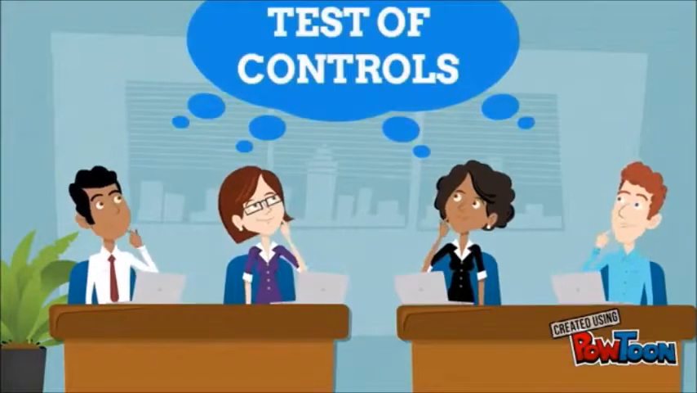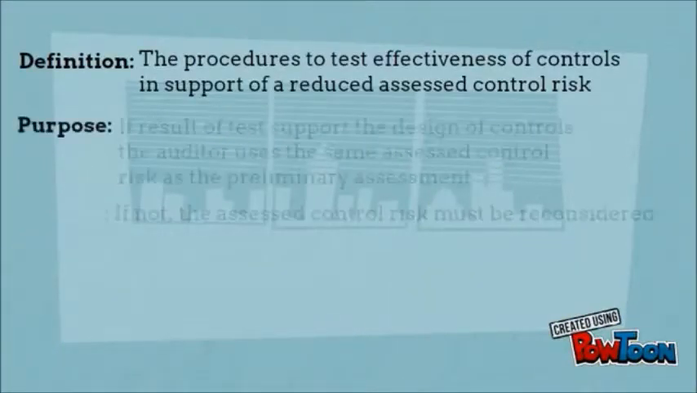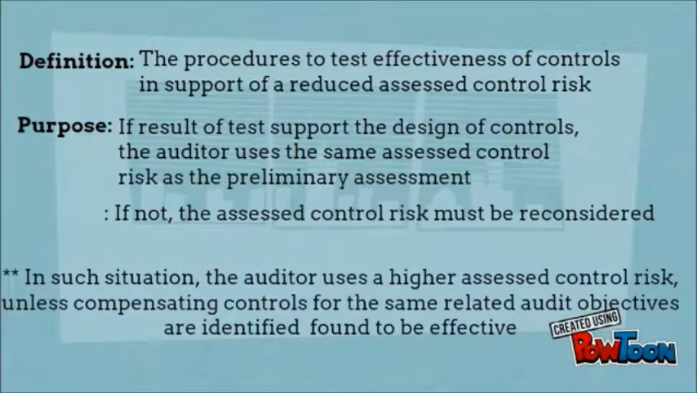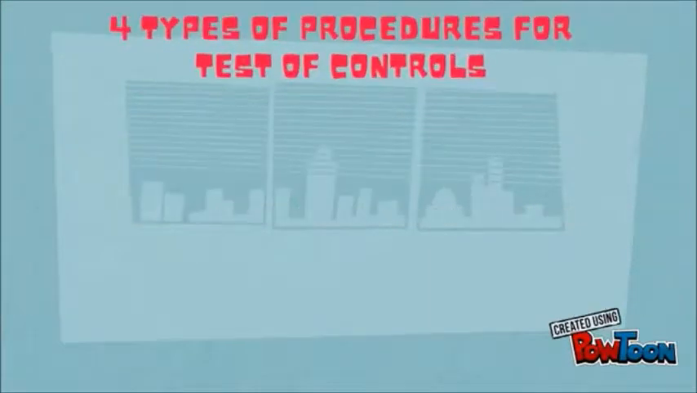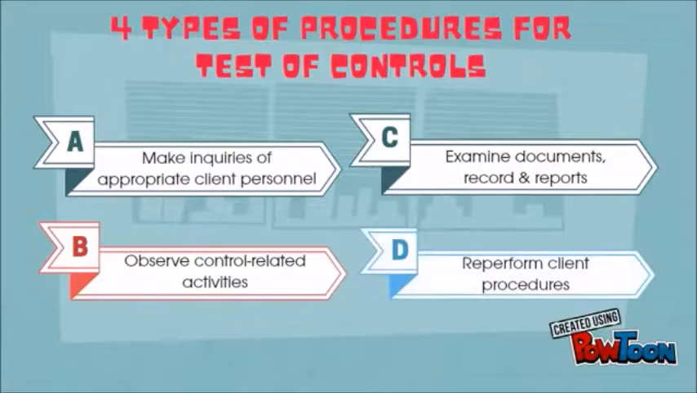Next, let's proceed to test of controls. Definition: the procedures to test effectiveness of controls. The purpose is, if the result is good, the auditor uses the same assessed control risk. There are 4 types of procedure: first, make inquiries; second, observe; third, examine; fourth, perform client procedure.